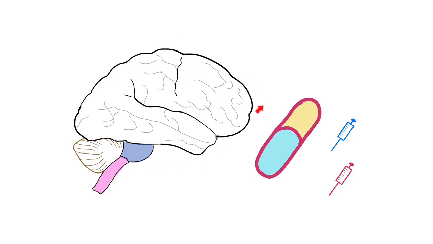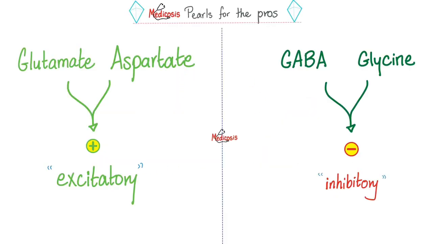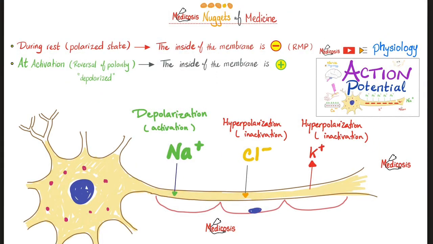Next, introduction to neuropharmacology. For the pros, glutamate and aspartate are excitatory neurotransmitters, but GABA and glycine are inhibitory neurotransmitters. This is your neuron. When something positive enters into the neuron, we call this depolarization, which is activation of the neuron. But what do you think is going to happen when something negative enters? Oh, the opposite. If the entry of the positive is activation, then the entry of the negative is inactivation or hyperpolarization.